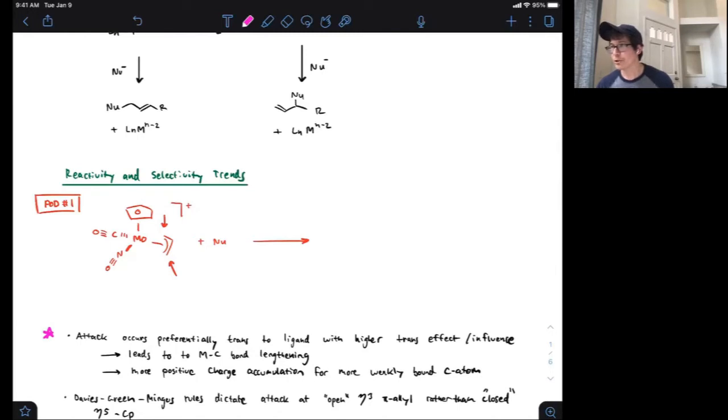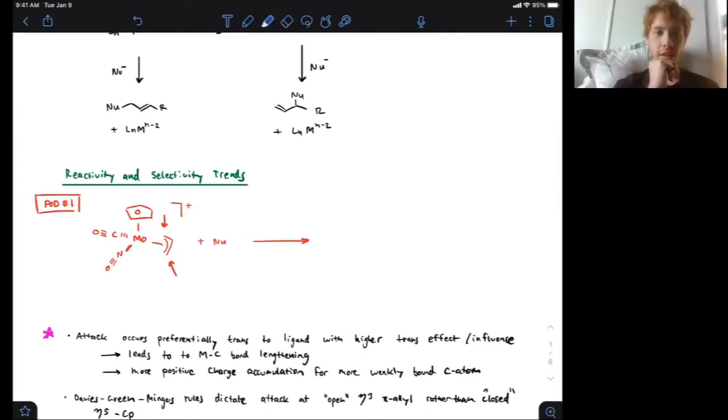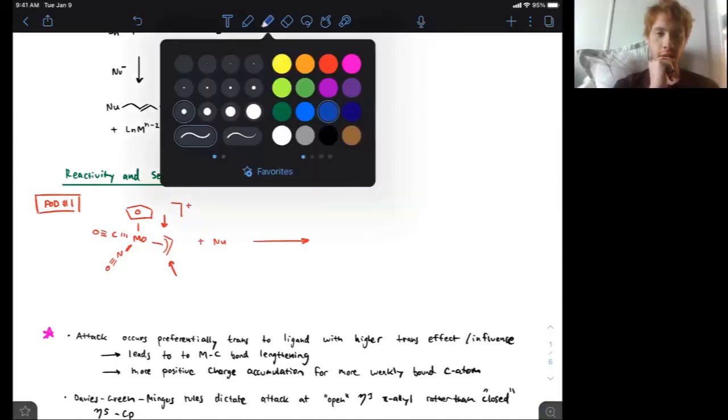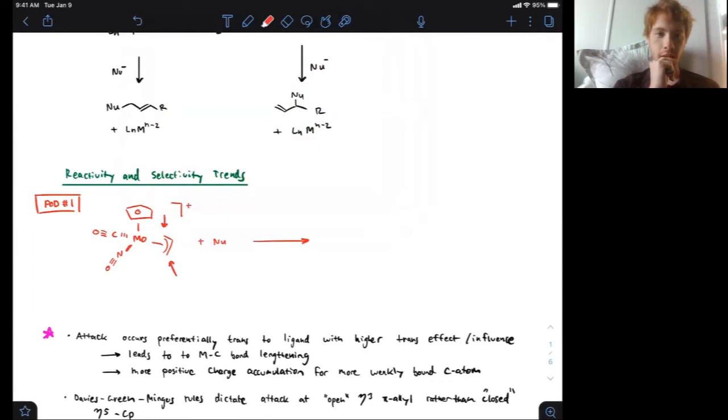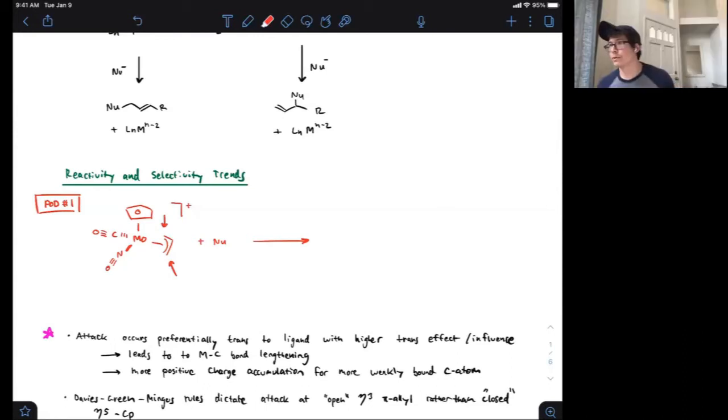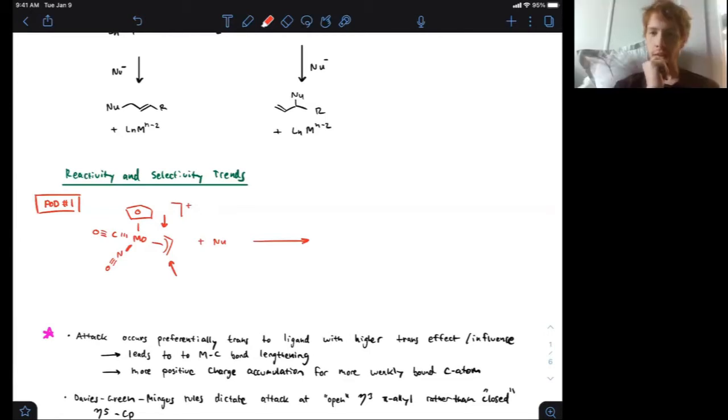Of these two ligands, it'd be the one trans to the linear nitro ligand, because it has a stronger trans effect. So what has a stronger trans influence? Linear NO, or CO? I thought linear NO.